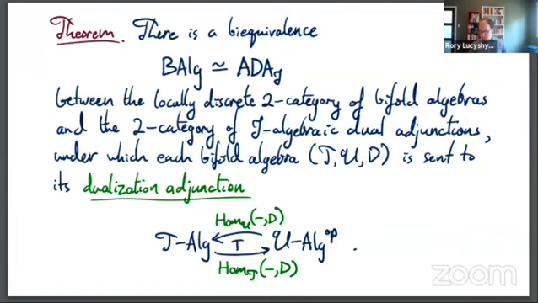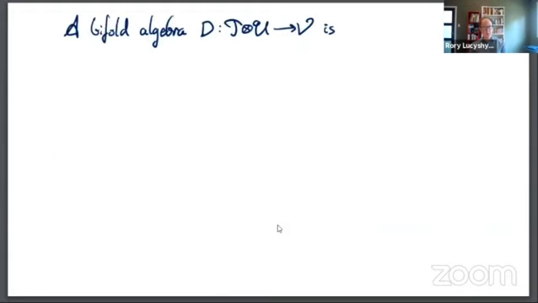And of course, from this, we get several corollaries. You know that every J-algebraic dual adjunction is equivalent to one of this form, and that's for an essentially unique bifold algebra TUD. Okay. We'll explore some corollaries of this, where we'll look at special properties of bifold algebras on the one hand, and corresponding special properties of J-algebraic dual adjunctions.